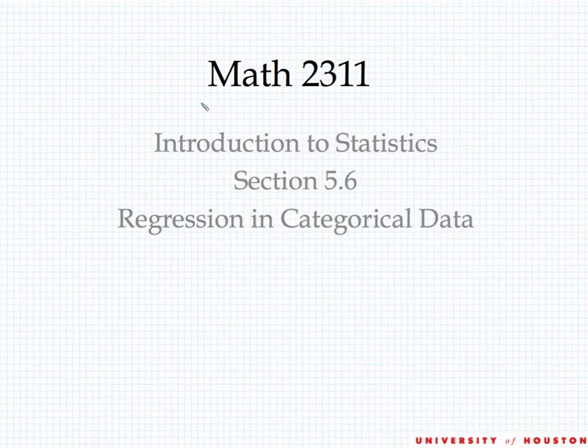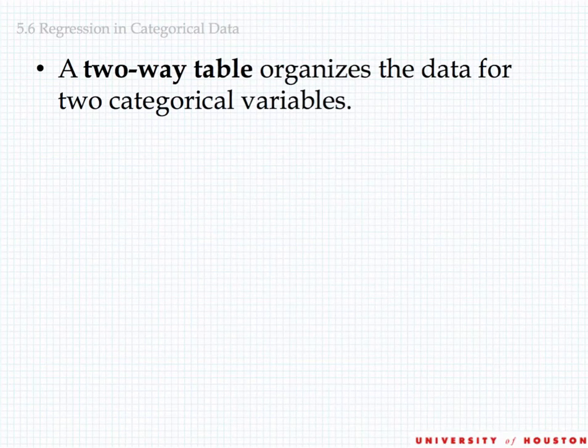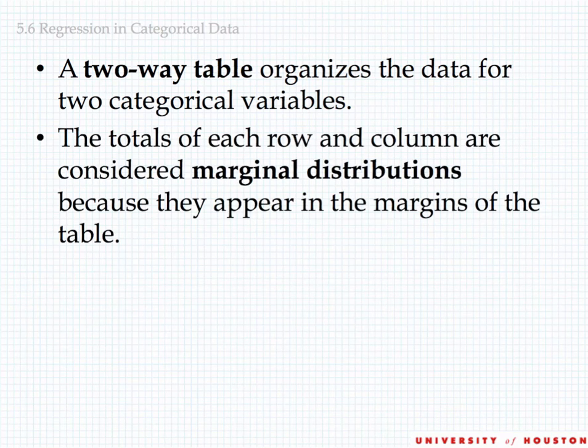Regression and categorical data. A two-way table organizes the data for two categorical variables. The totals of each row and column are considered marginal distributions because they appear in the margins of the table.